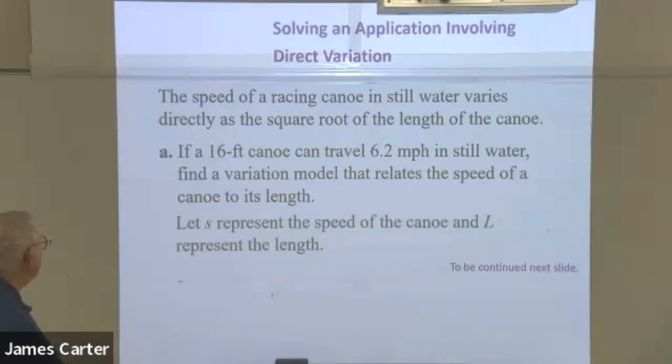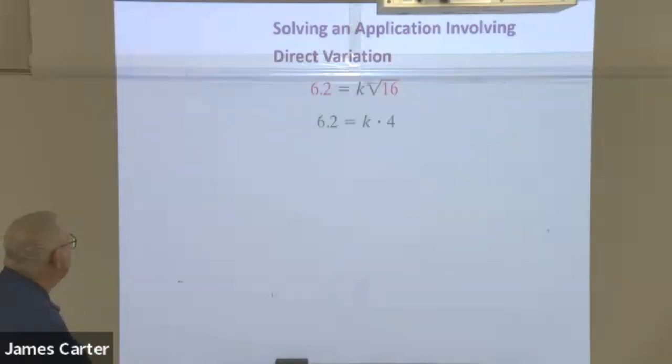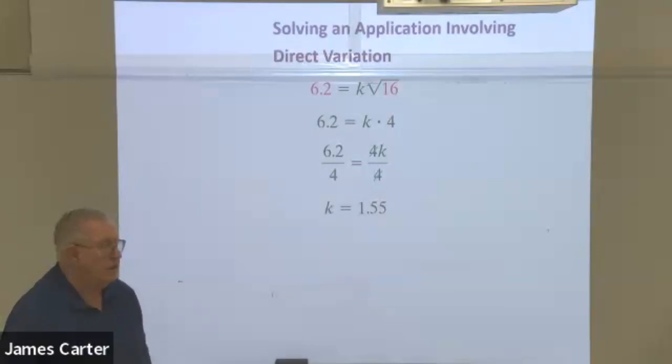Well, let's let S represent speed. I'd rather use R for rate, but will you go with that? L for length, that's kind of obvious. And then we've got K. This is a direct variation problem. So we put the 16 in here, the 6.2 miles an hour. Square root of 16 is 4. Divide by 4. So my equation of variation is 1.55.